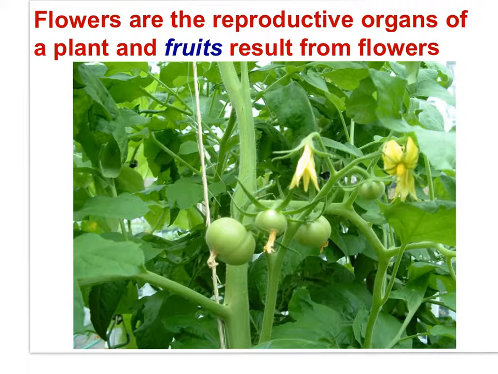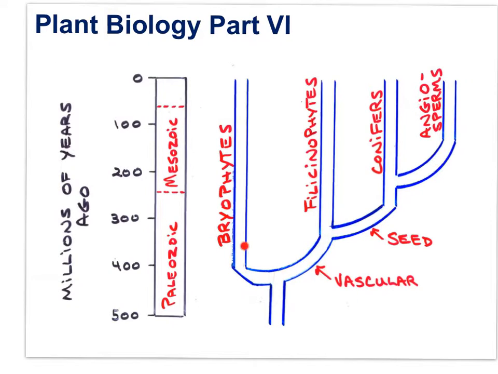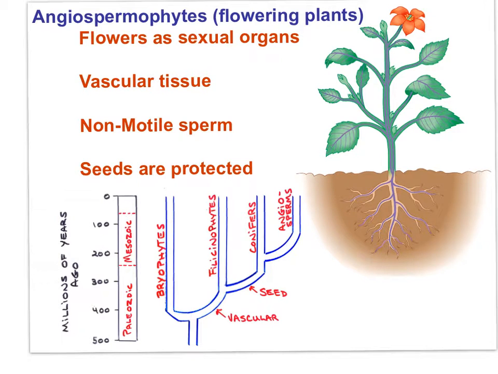wind, or water. Plants on Earth today include the mosses, the bryophytes, the ferns, the filicinophytes, the coniferophytes, the cone-bearing trees, and the angiospermophytes, the flowering plants. All of the movies on plant biology focus on the angiospermophytes. This movie looks specifically at flower structure and then the mechanism by which flowers appear at the right time of year.